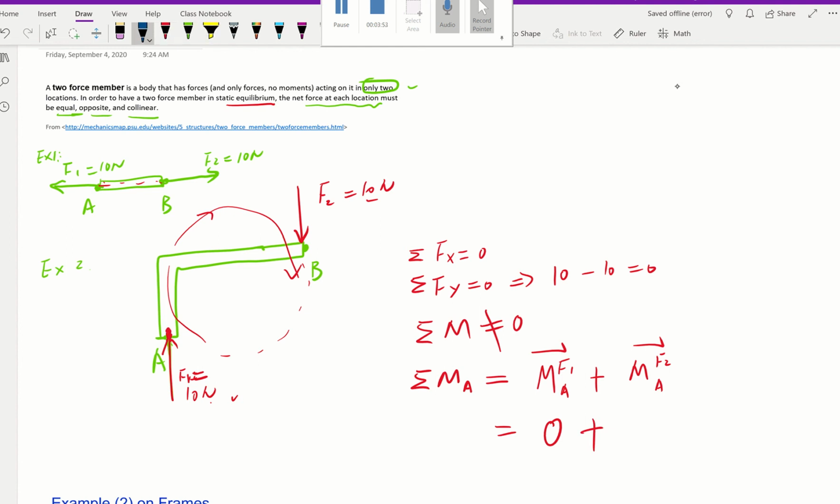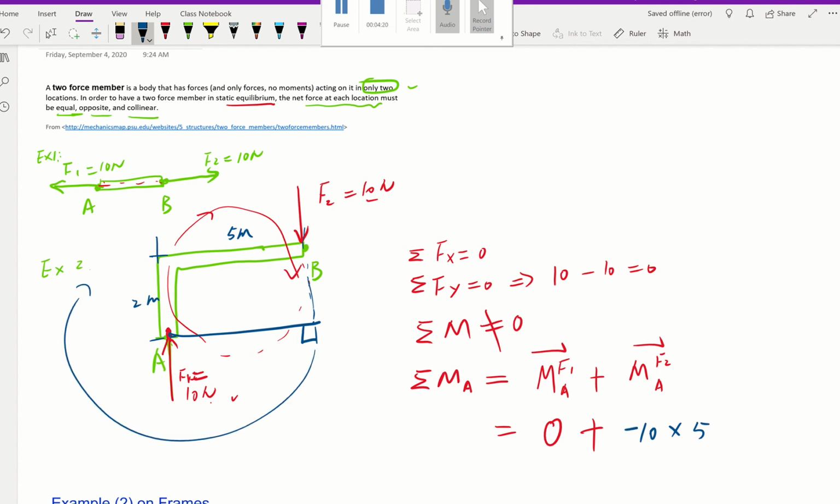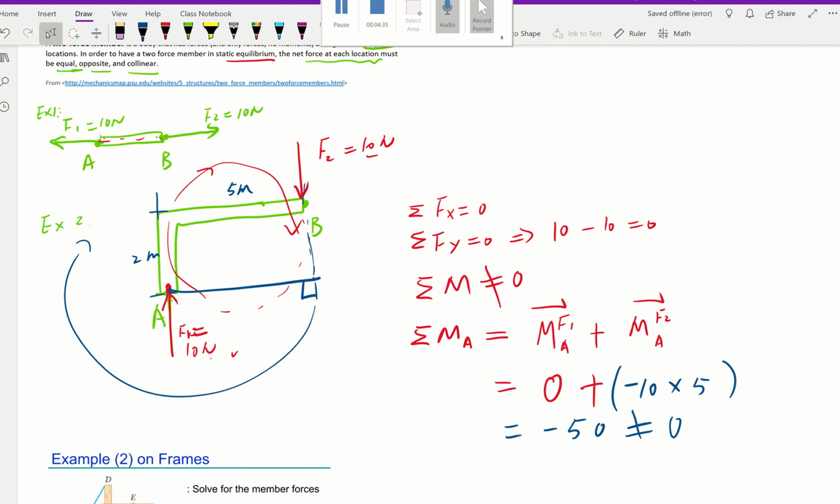We're going to draw our moment arm. It's going to be from A to this force. If this is, let's say, 5 meters, and this is 2 meters, from here to here is 5 meters, then we use the 10 Newton force times the moment arm, 5 meters, and that rotation is what rotation? Clockwise, so it's negative. So this answer is negative 50. It's not equal to 0. So when you have an L shape, if you apply up and down forces, it's not at equilibrium, right?